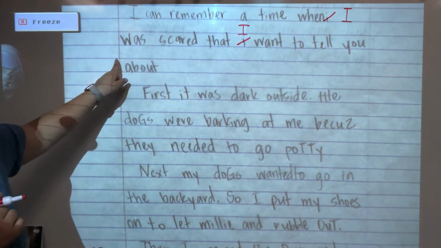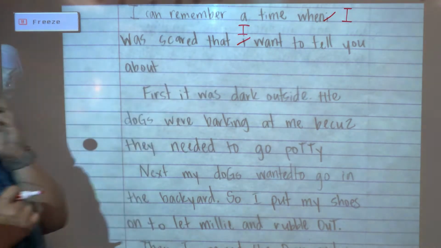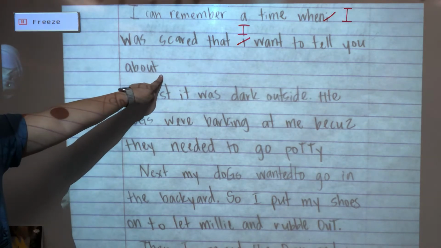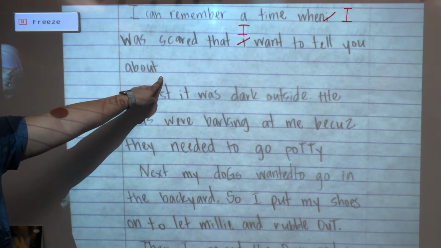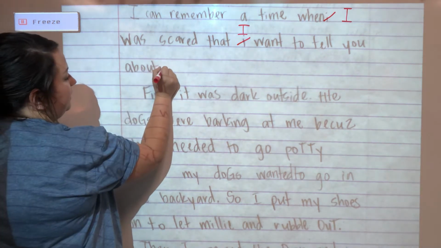I can remember a time when I was scared that I want to tell you about. I can remember a time that I was scared that I want to tell you about. Okay? What comes at the end of our sentence that I don't have? A period. So I need to make sure that I put a period there.